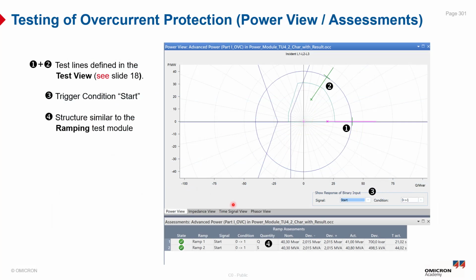Here's another example of how to test the overcurrent protection in the power module using the power view. So for testing the overcurrent protection pickup and drop off, we can use the power ramp, and also we can define the assessment. So we can focus on the test lines here defined in the test view as shown in our previous slide, and the trigger condition here to be used with the start contact changing from 0 to 1 for measuring the megavar and the megavolt ampere. And this testing structure is similar to the ramping test module, allowing you to gradually apply power values and observe the relay response under controlled conditions.